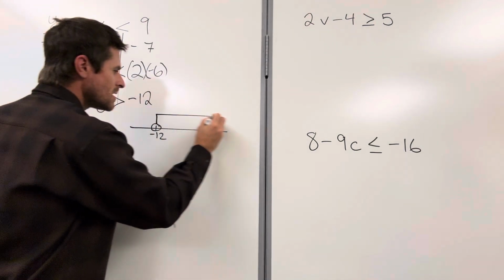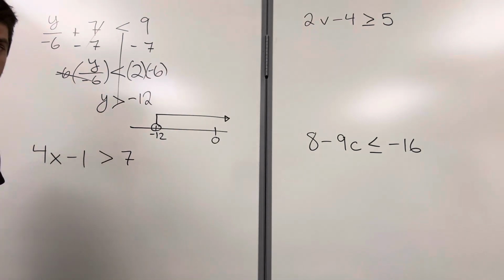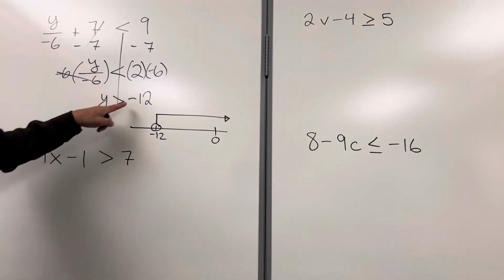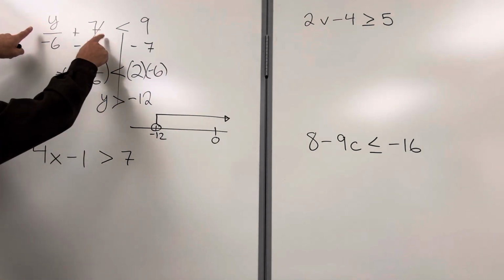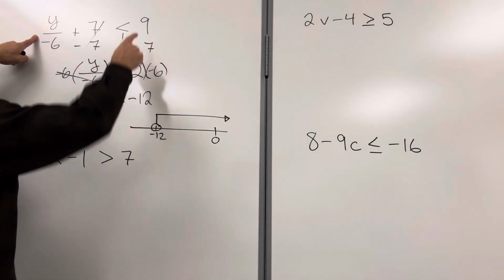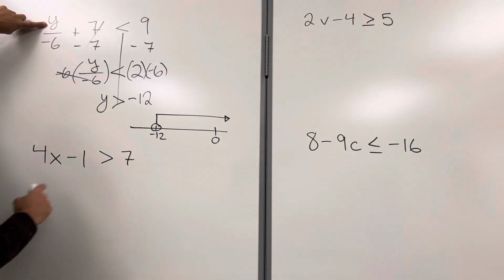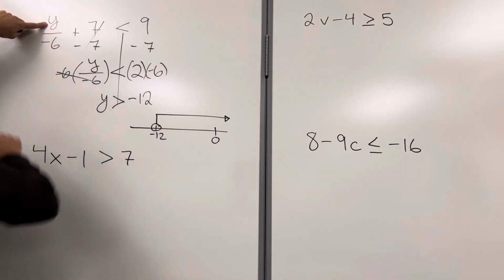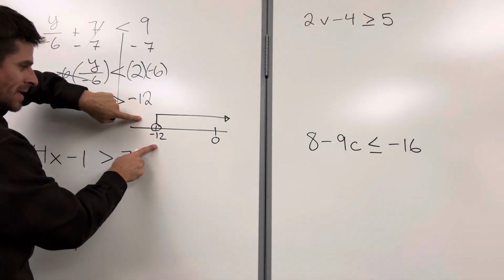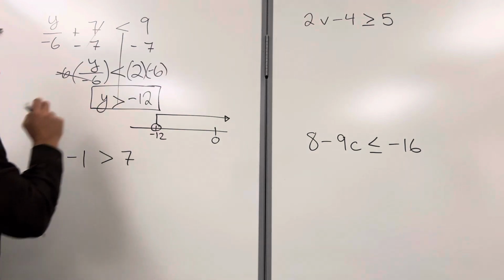So as long as my value that I plug into this inequality for y is larger than negative 12, at the end of this expression, my value will be less than 9. Any number to the right of negative 12 plugged in for y will make this inequality true. So this is my solution set graphed out. This is my solution with an isolated variable.